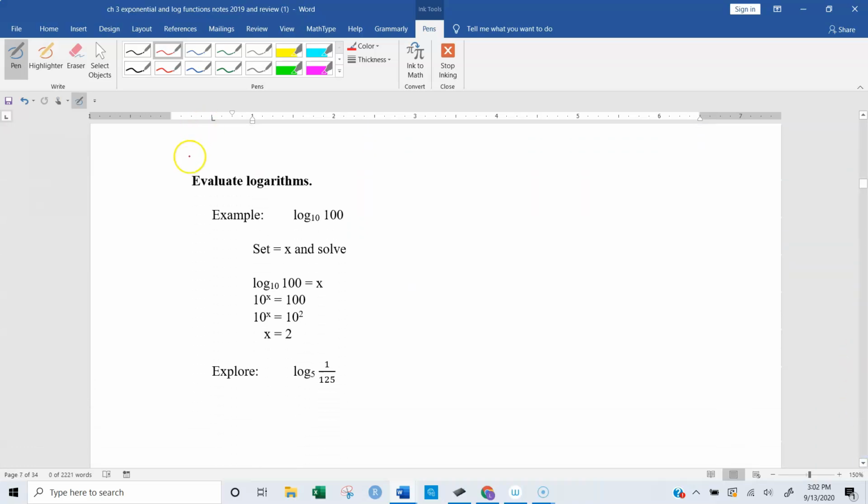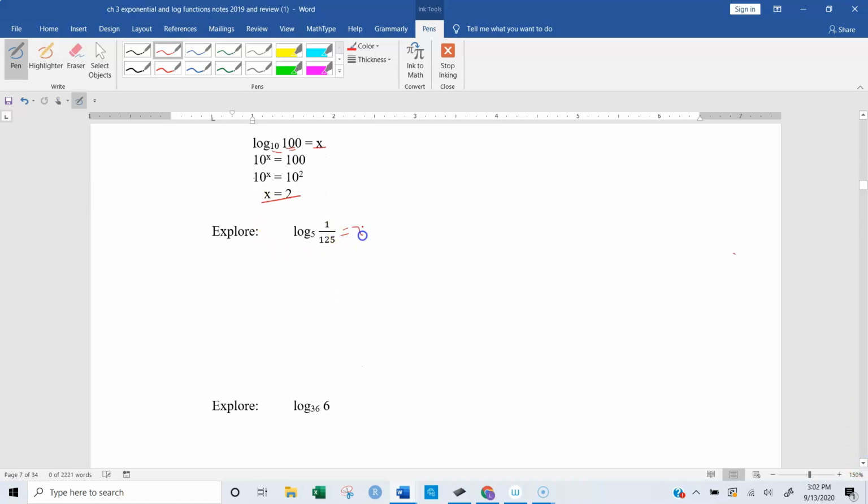Okay, here we go. To solve or evaluate, you always set it equal to x, and then we rewrite. So this is 10 to the x power equals 100. Well, we know if we get like bases, our exponents are the same. 100 is 10 squared. Bases are the same, so x equals 2. Okay, pause and try yours.